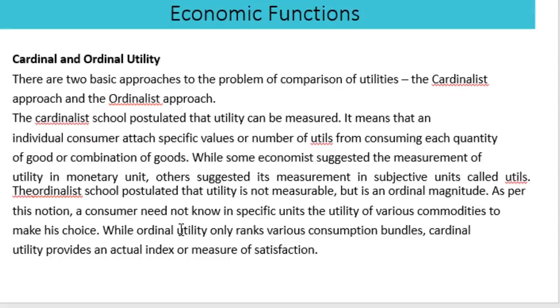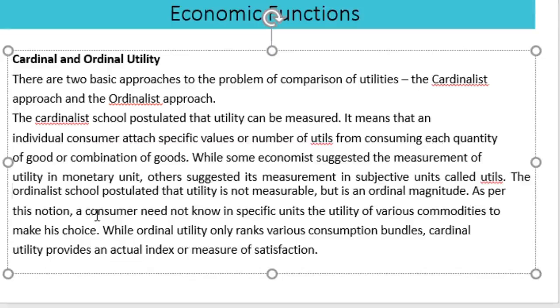According to the cardinal utility approach, utility can be measured. That is, an individual consumer attaches a specific value or number of utils from consuming each quantity of goods or combination of goods. The ordinal utility theory states that utility is not measurable. It is an ordinal magnitude. The consumer need not know it in specific terms. That is, we cannot assess or attach a specific value to the utility as per the ordinalist theory. According to the ordinalist approach, utility can take only a rank. That is, it cannot take a specific value.